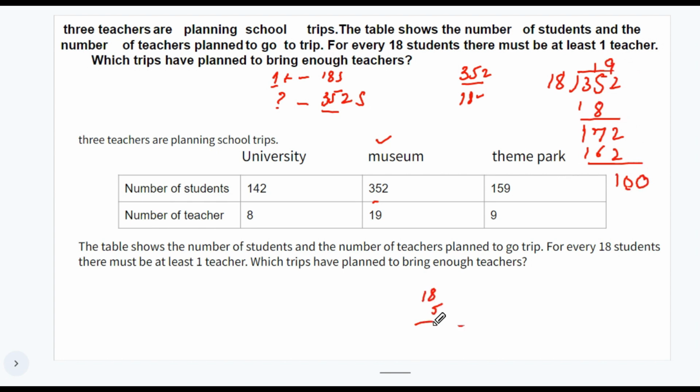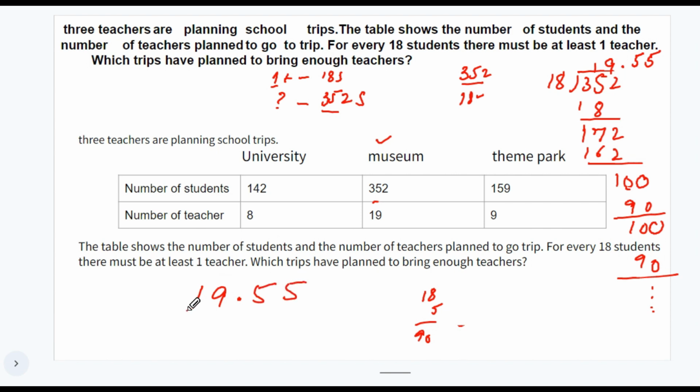18 times 5 is 90. So we can write over here 18 times 5 equals 90. Again you are left with 10, and then again you put a 0, so there is 100 again. 18 times 5 is 90. So we don't need to solve it further. We can round it off.